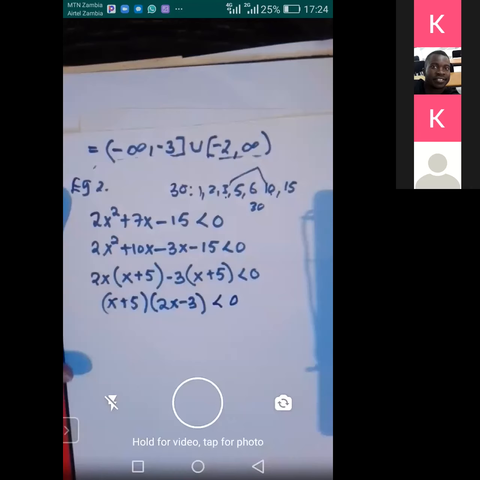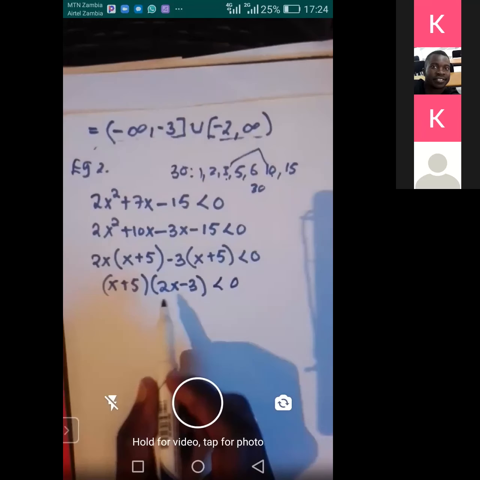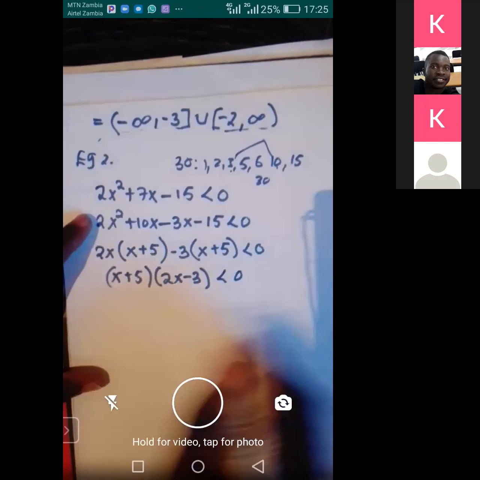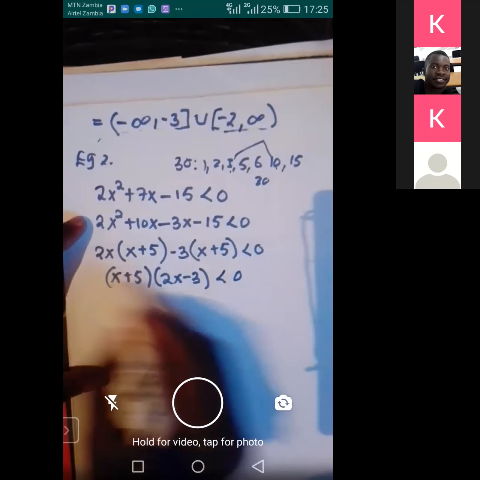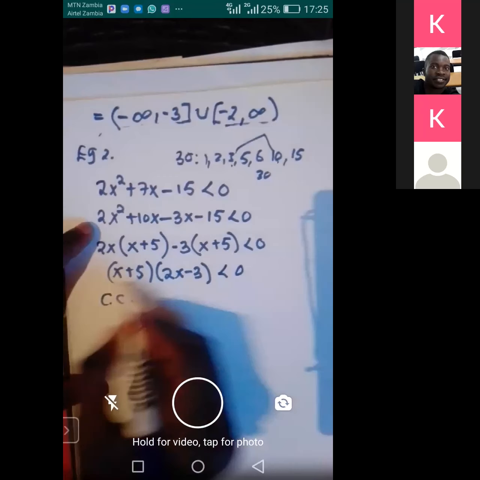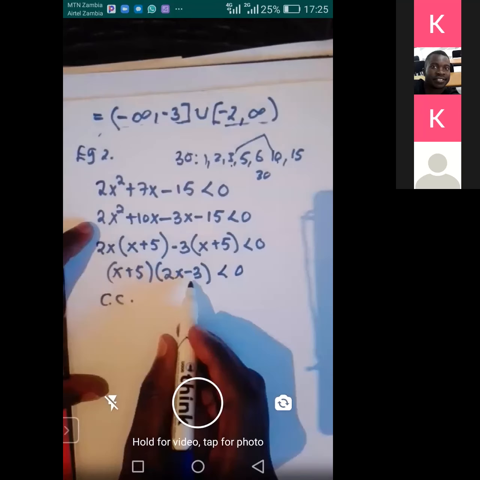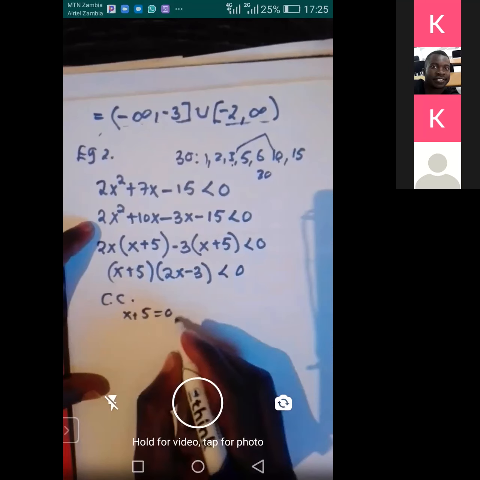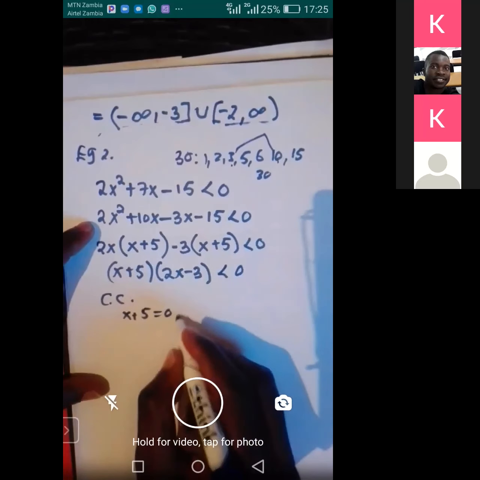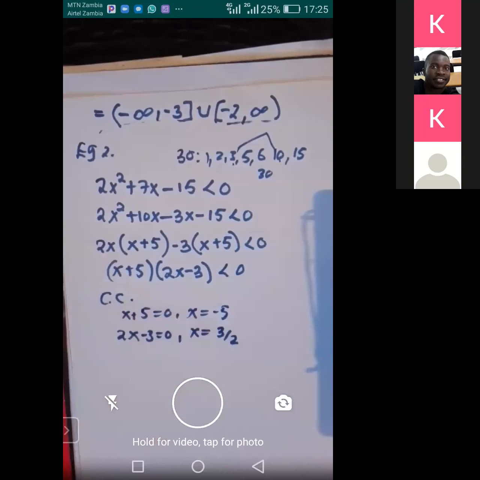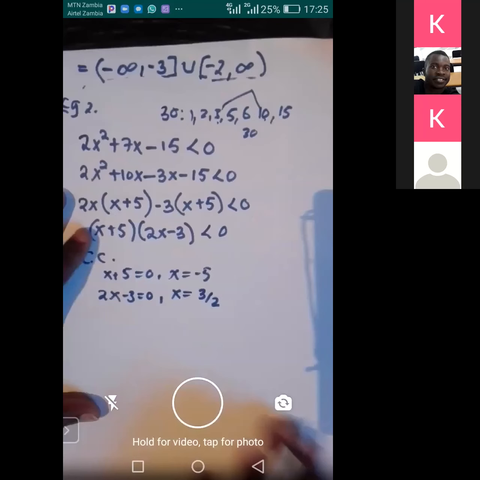So we seek to find values of x for which this inequality will hold. So to do that, ladies and gentlemen, we're going to find critical values. We're going to denote them as CC, which you can get from here and here. So you have x plus 5 being equal to 0, and then we have that x is equal to minus 5. And when you get 2x minus 3 equal to 0, you get x being equal to 3/2. Okay, then from there, we can do our table.